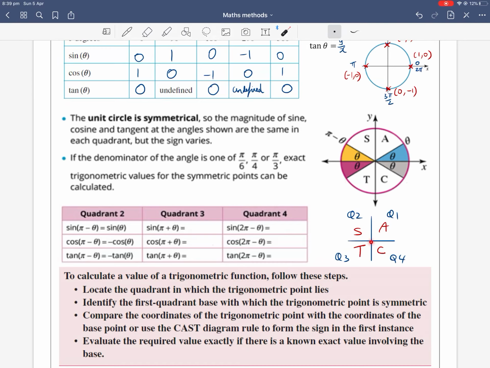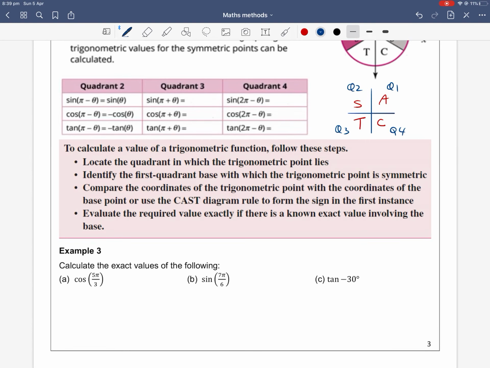Cosine and tan are negative. Down in the tan quadrant, only tan's positive. And then in the cosine quadrant, only cosine's positive. In the last quadrant, tan and sine are both negative. So, putting that in application for example 3, we need to work out the exact values.